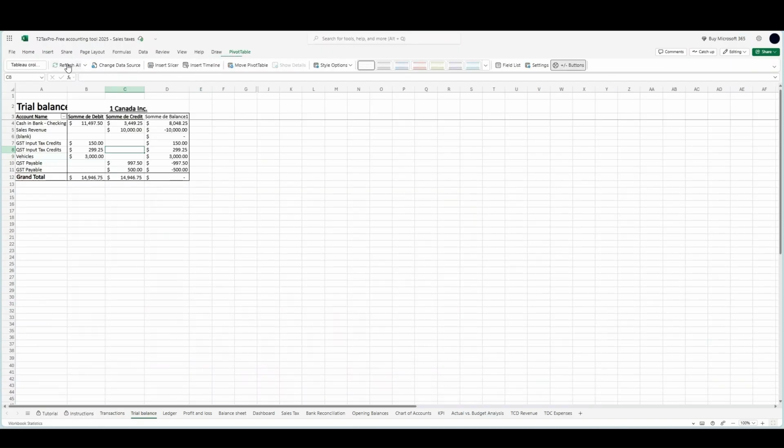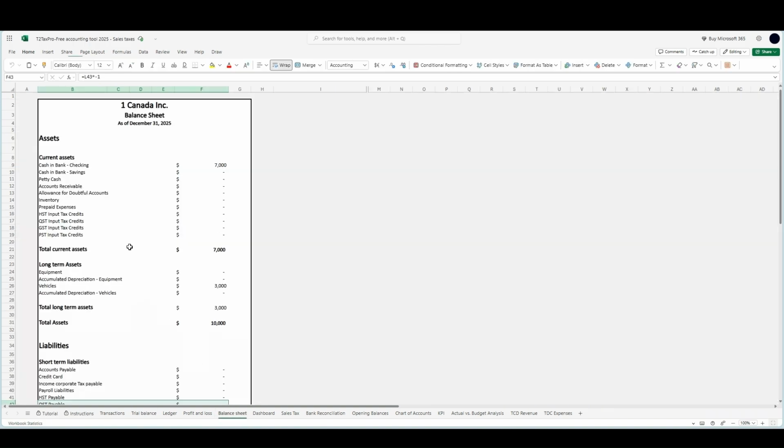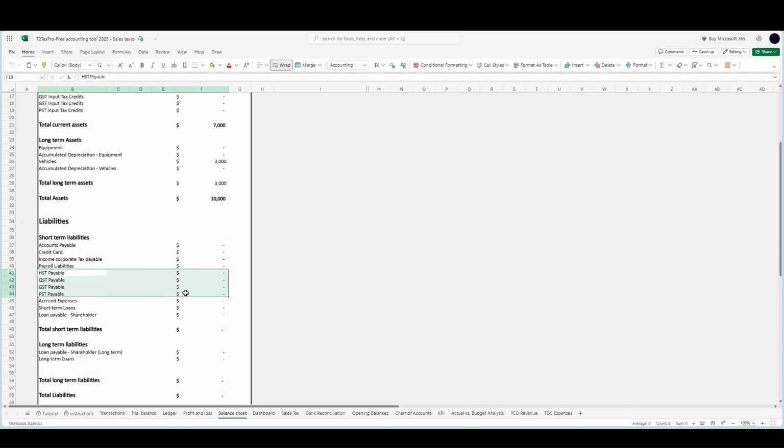Refresh your pivot table in the Trial Balance tab and confirm that the sales tax accounts show zero balances on the balance sheet, assuming no other sales or expenses were recorded during the period. In our case, since the business did not record any additional sales or purchases, the $0 balances in the sales tax accounts are accurate and expected.